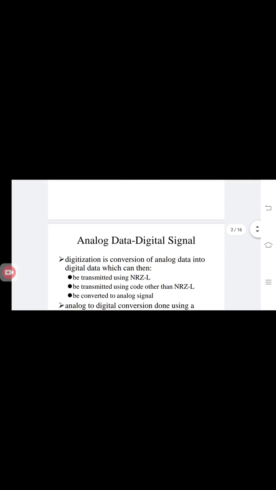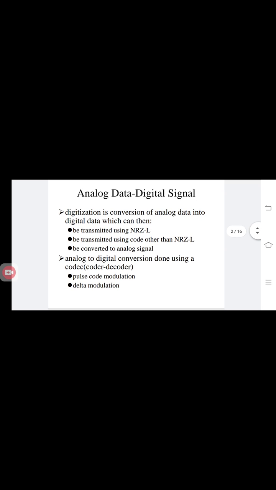Hello everyone. Now we can study the next signal encoding technique, that is analog data to digital signal. So in analog data to digital signal, it's a transformation of analog data into digital signal. Okay, transforming analog data into digital signal. Actually, the process of converting analog data into digital data is known as digitization.